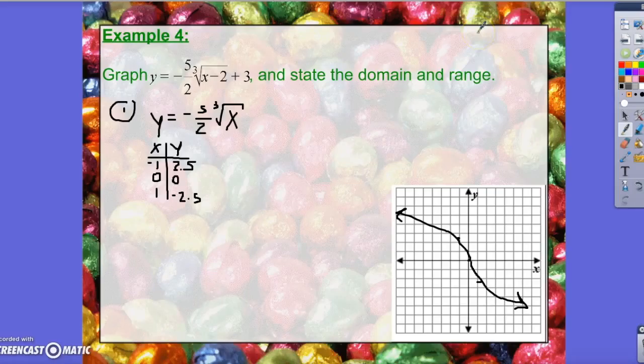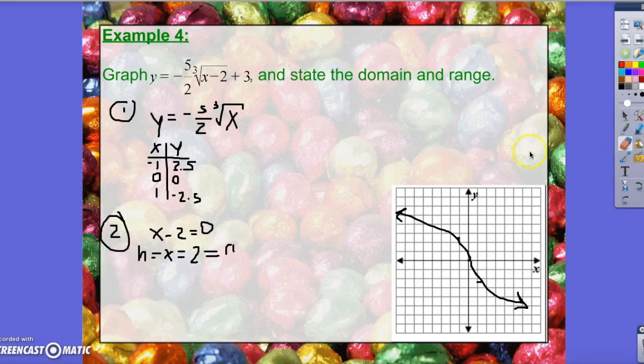Now from here, we still have to take care of the h and the k in step 2. So I set the inside equal to 0 to find my h. x minus 2 equals 0. So what's inside the cube root? I get x equals 2, which is also my h. So 2, think about what direction I move. x is left or right? It's going to be right 2.